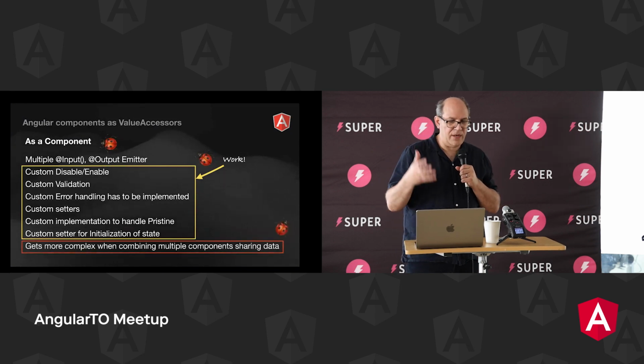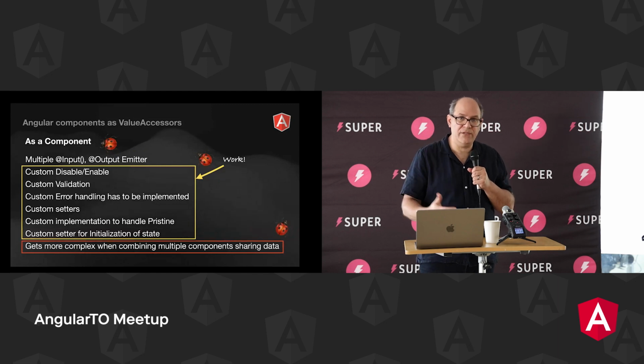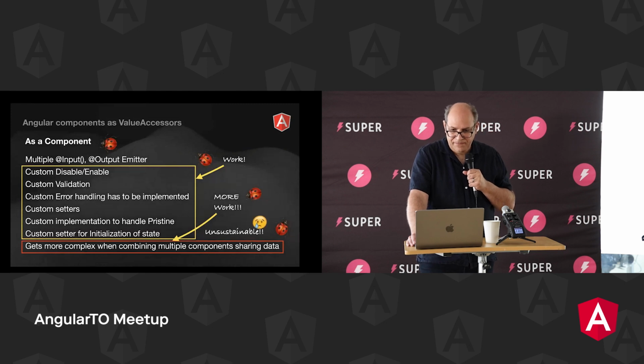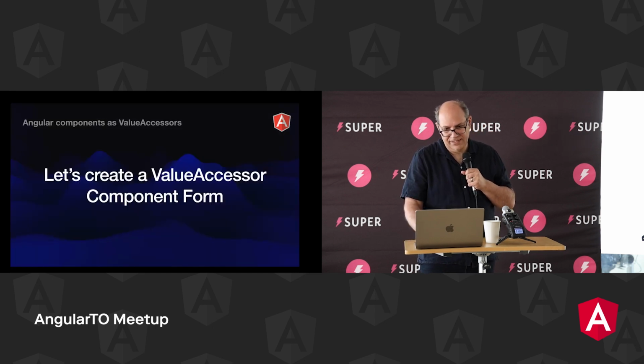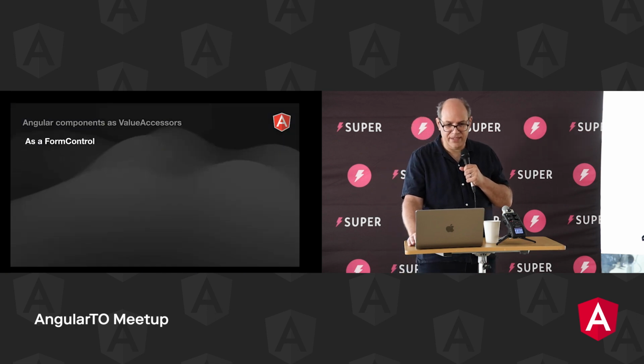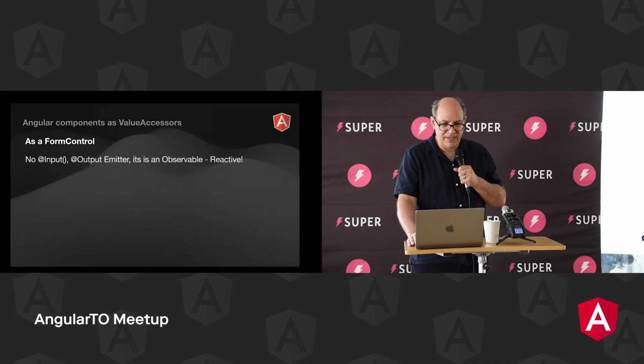And then of course it gets more complicated, the larger the form becomes, the more components you introduce into it, right? And sharing data is a nightmare, right? You have data flying all over the place. Unsustainable. Now, if we create a custom value accessor like we did in the previous example, we see there are no inputs, no outputs.